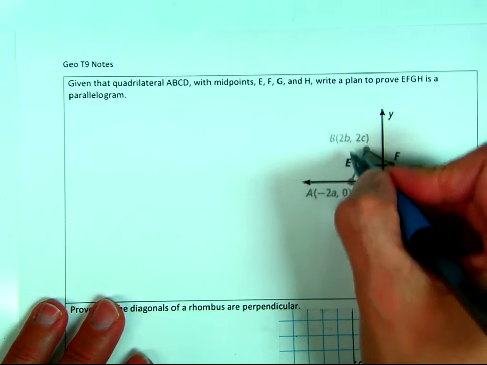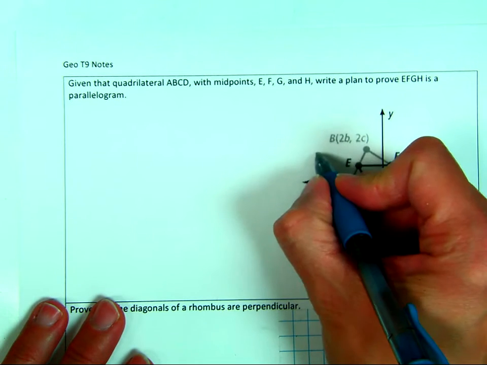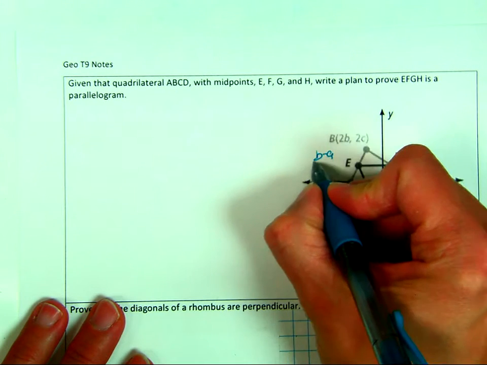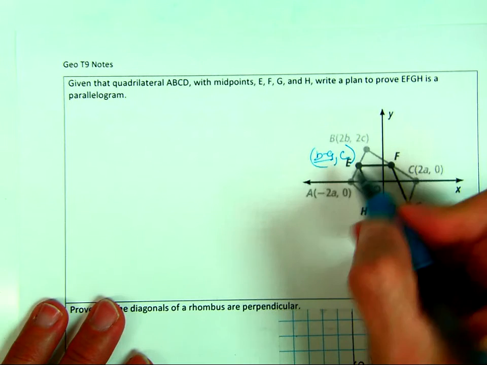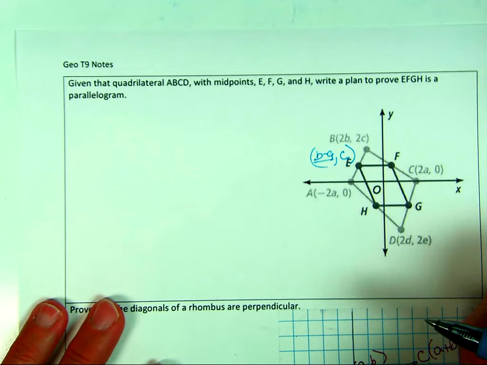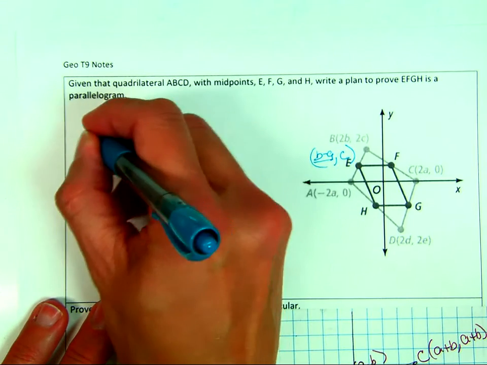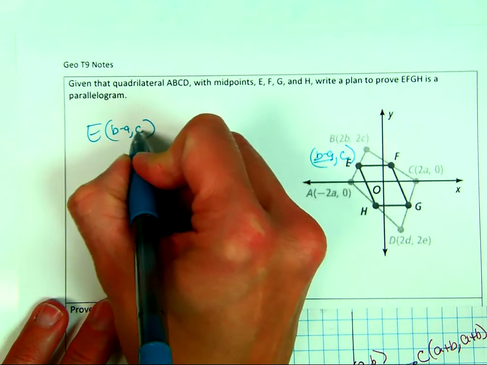So this midpoint, I'm going to say 2b plus a negative 2a, divided by 2. It's going to be b minus a, and then that's going to be c. When I divide by 2, the 2's cancel out, so I really didn't need that line there. So point E is (b minus a, c).